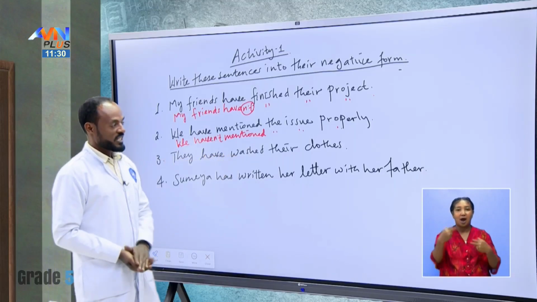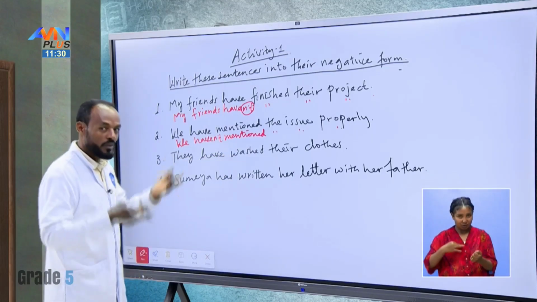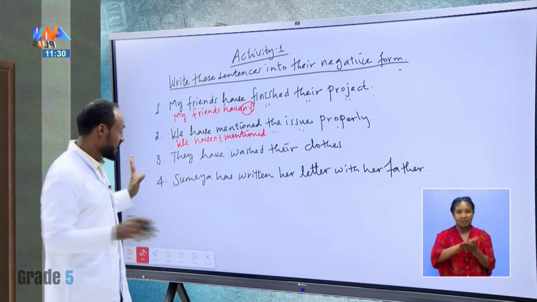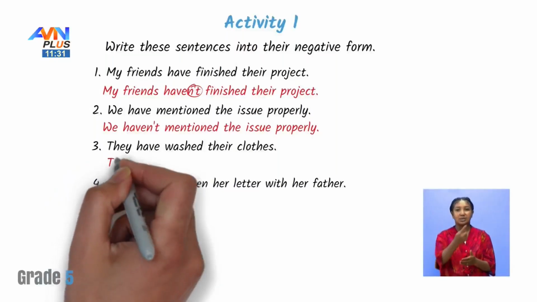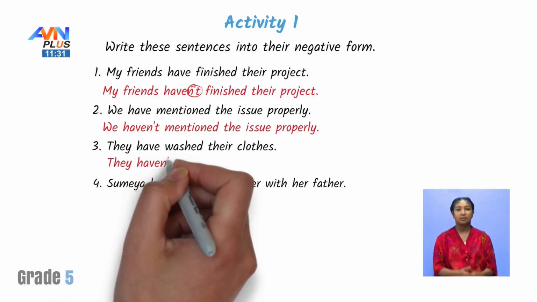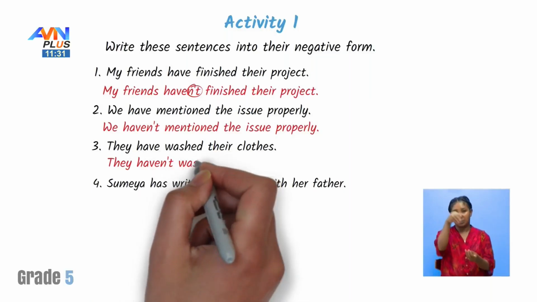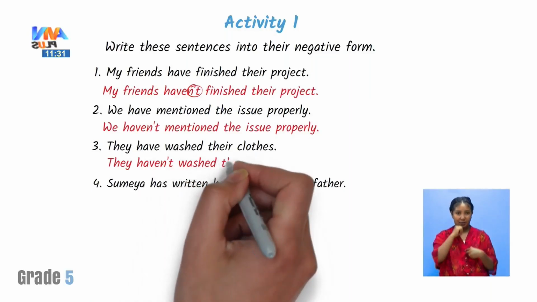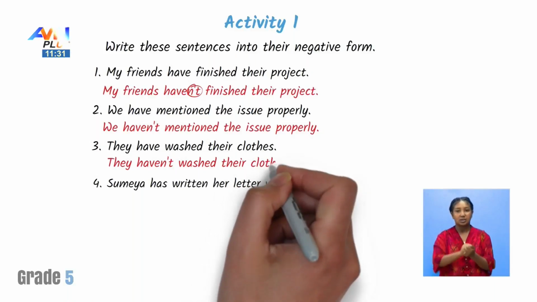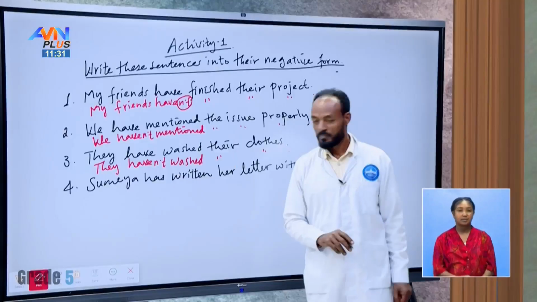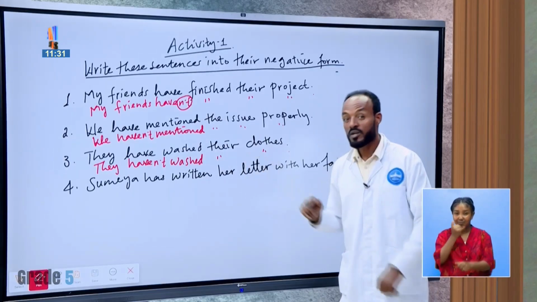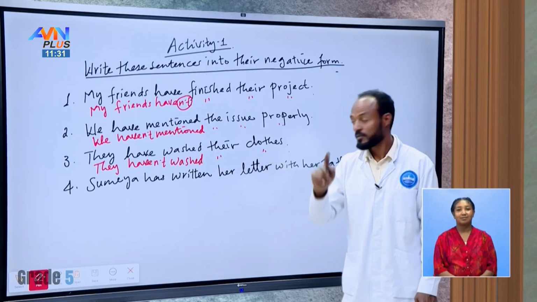They have washed their clothes. They have washed their clothes means their clothes are what? Neat. Okay? So, they have plus not. They have not or they haven't washed their clothes. Am I right? If it is wrong, please, you can correct me. I hope I'm right. Bravo.